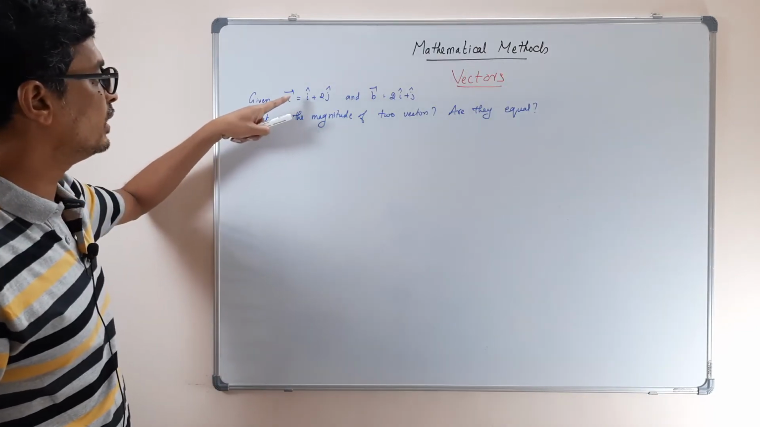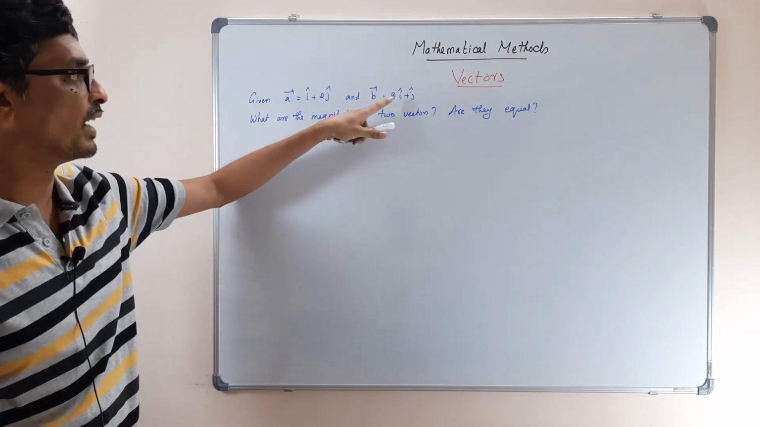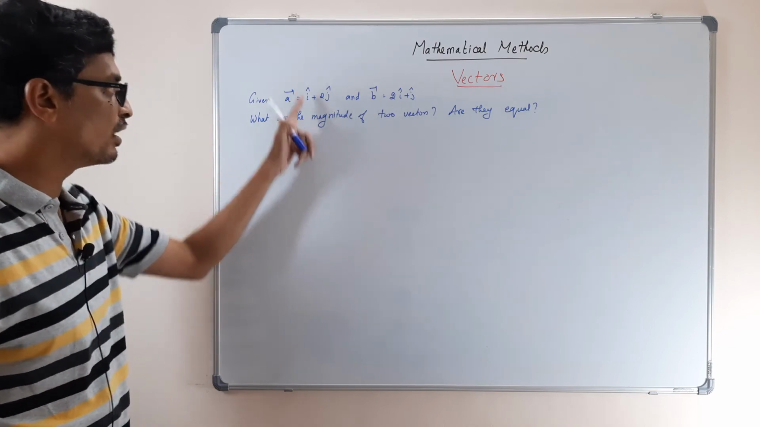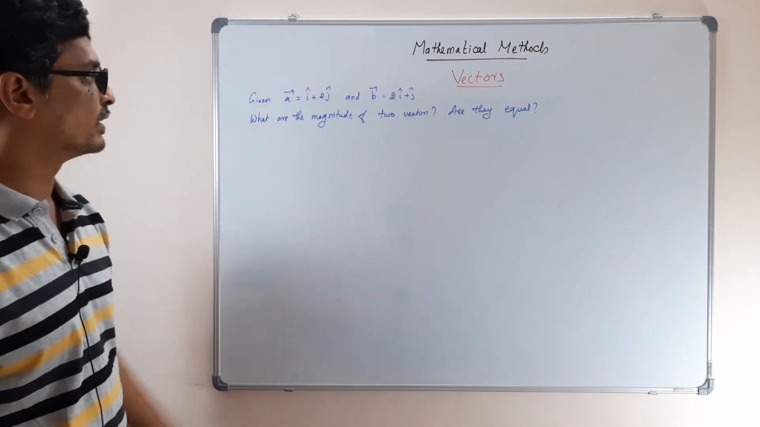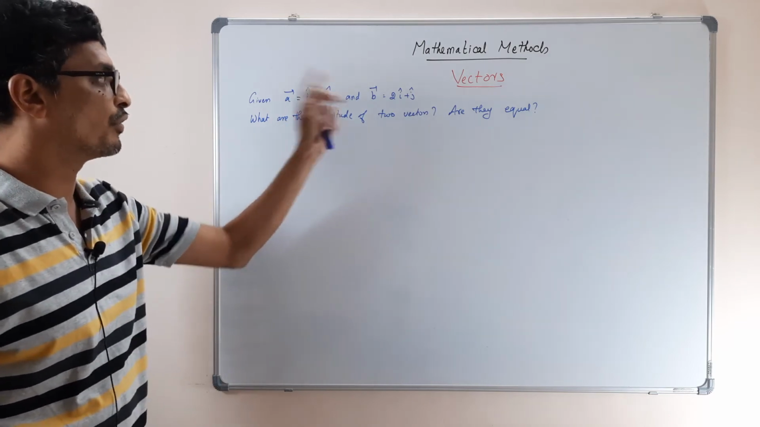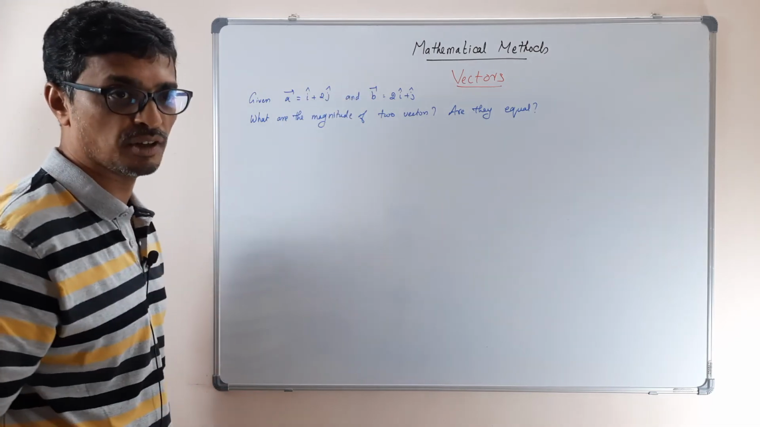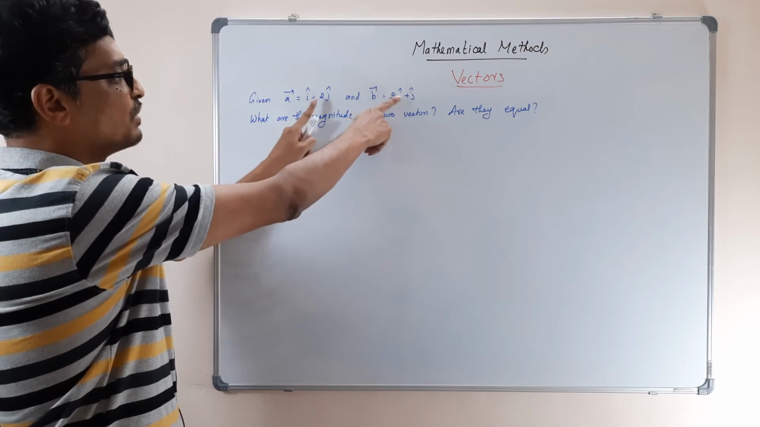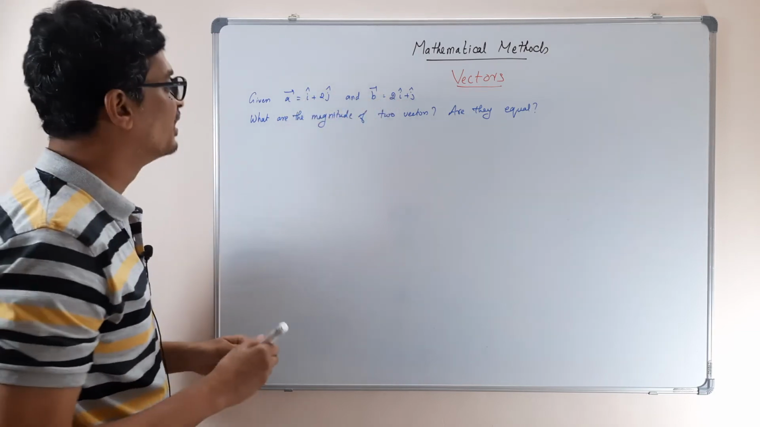Given a vector A equal to i cap plus 2 j cap, and B vector equal to 2 i cap plus j cap. So these all are vectors, correct? Which are resolved along the x and y axis. You have to find the magnitude of these two vectors, and find out whether these vectors are equal. By looking itself you can say the vectors are not equal. Why? Because when you resolve them, the x components and the y components should be equal, which is not the case. Okay, so first let us see.